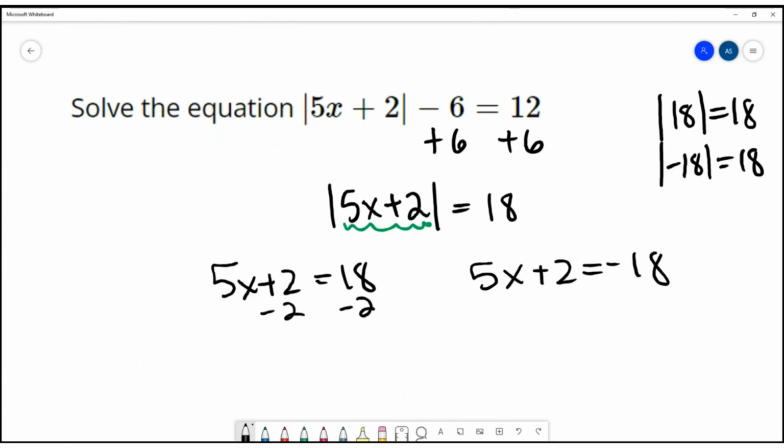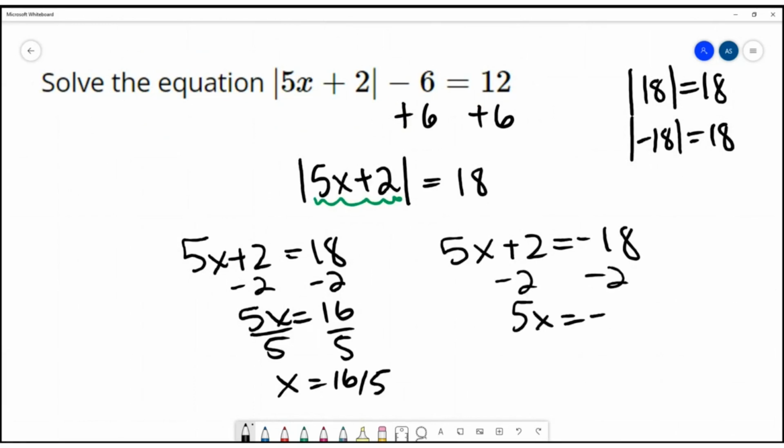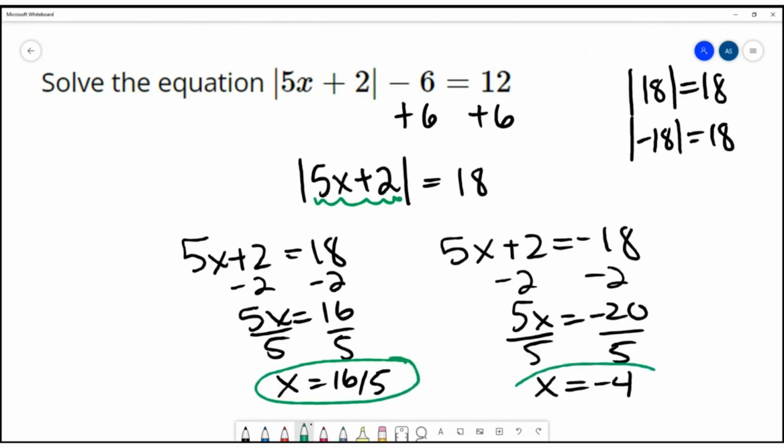I'm going to subtract 2. I get 5x equals 16. Divide by 5, and x equals 16 over 5. I'm going to subtract 2. That gives 5x equals negative 20. Divide by 5, and x equals negative 4. So the two solutions to this absolute value equation are 16 over 5 and negative 4.